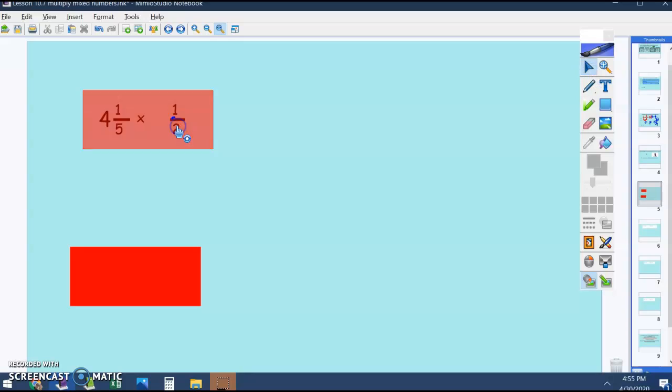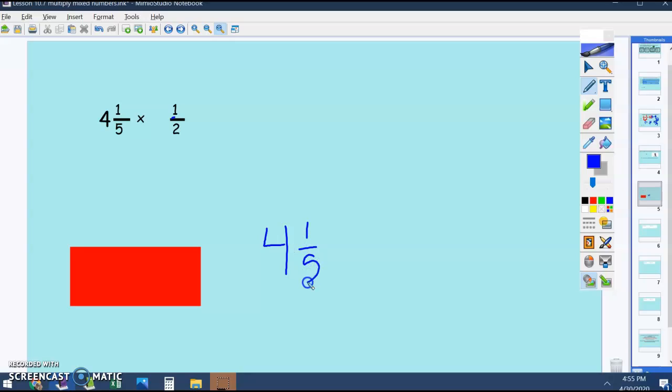I wanted to go over one of these. First, we need to remember to convert any mixed numbers to improper fractions. So let's do that first. What would I make 4 and 1/5 equal to if I wanted to make it an improper fraction? I asked myself, if I'm dealing with fifths, what would I need on top to be equal to 4? 4 is the same as how many fifths?